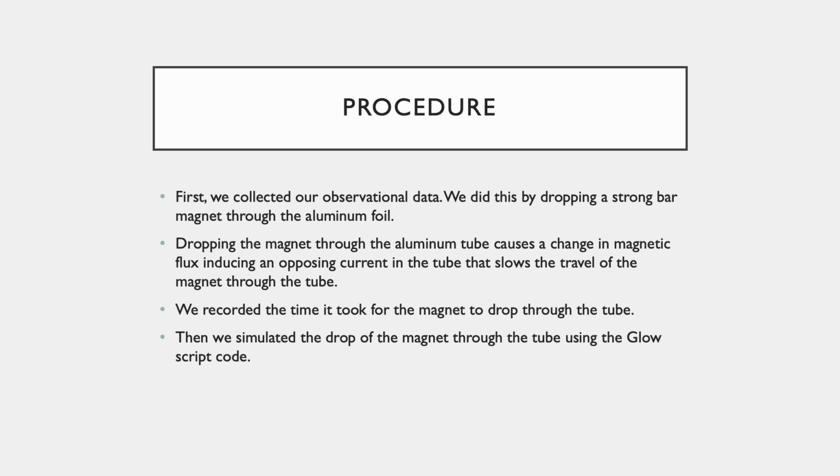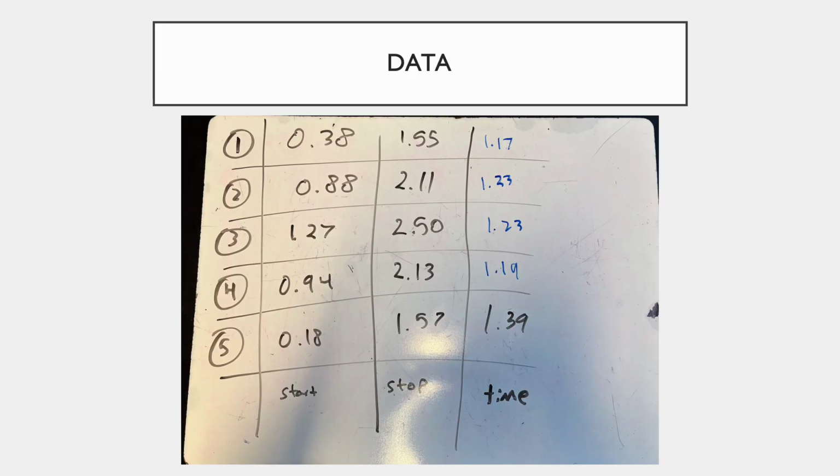Then, to collect our computational data, we simulated the drop of the magnet through the tube using the GlowScript code and compared the average times required for the magnet to drop through the aluminum foil. Here is our observational data over 5 trials. There is the start, stop, and elapsed time. The average time taken for the magnet to move through the magnetic tube was 1.23 seconds.